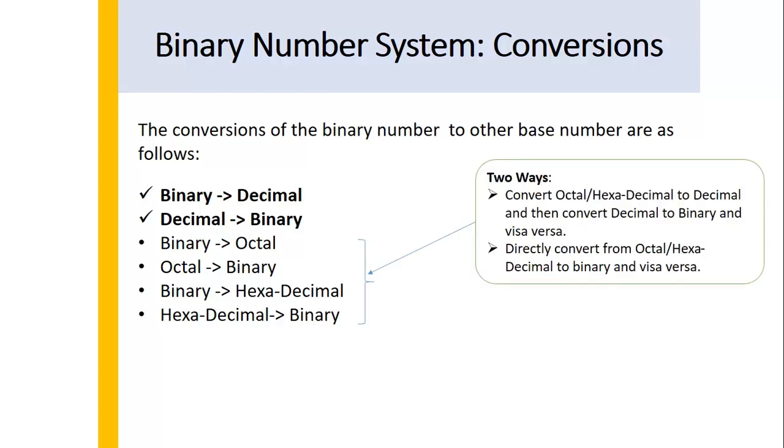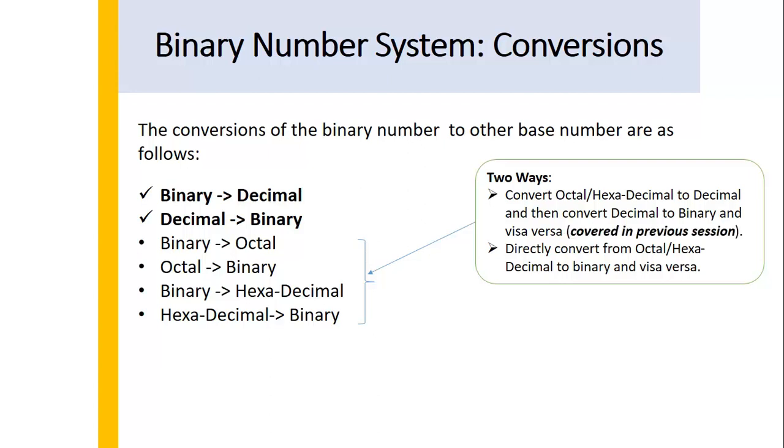For converting binary to octal and octal to binary, and binary to hexadecimal and hexadecimal to binary, there are two ways to do that. First is to convert those number systems, for instance octal and hexadecimal, to decimal first, and from decimal then to binary. And the second method is converting octal and hexadecimal numbers directly to the binary number system and vice versa.